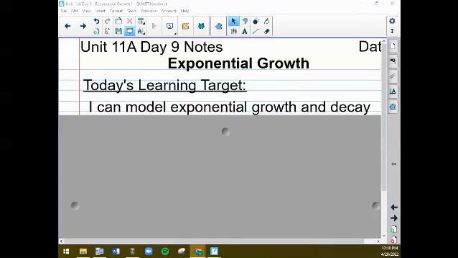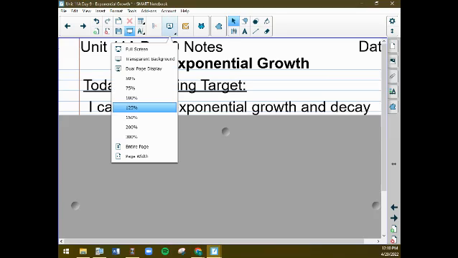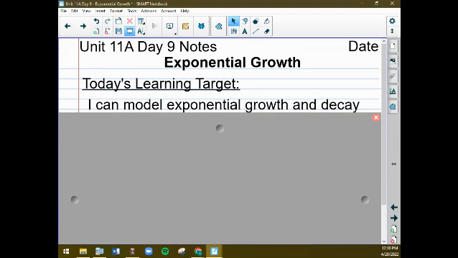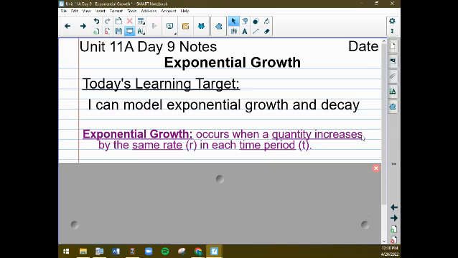In this video, we are going to be talking about exponential growth. And in the next video, we will talk about exponential decay. All right. So exponential growth occurs when a quantity increases, right?